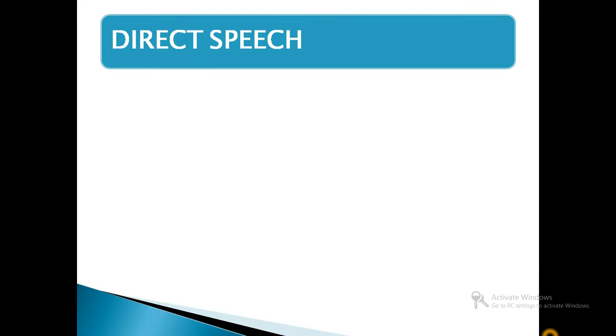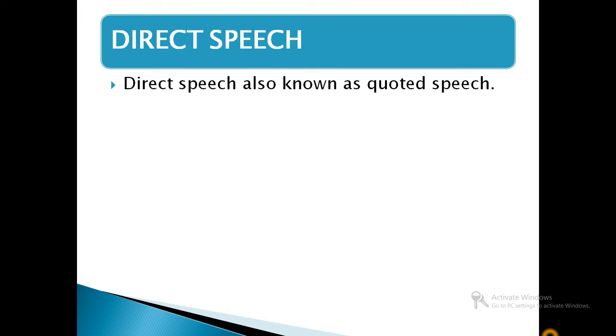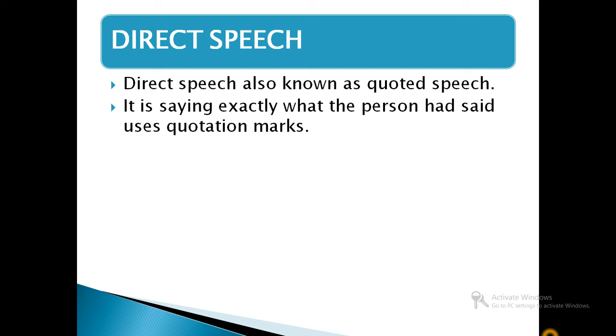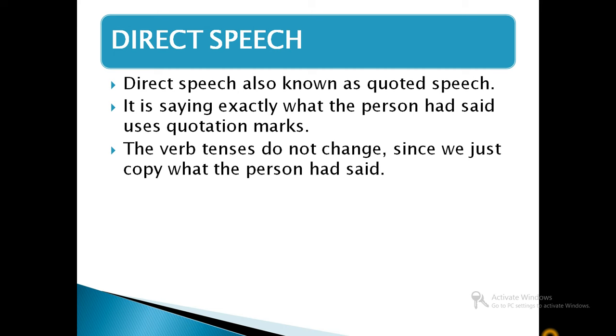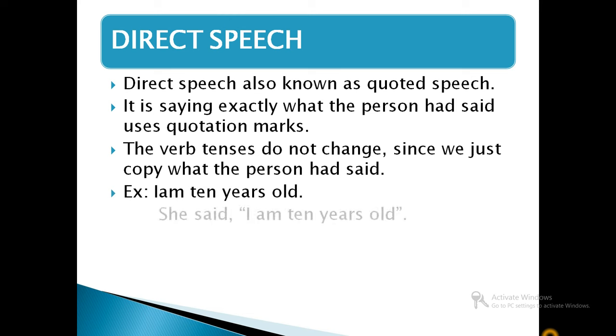First let us learn about direct speech. Direct speech is also known as quoted speech. It says exactly what the person had said, and in direct speech we use quotation marks. The verb tenses do not change since we just copy what the person had said. For example, "I'm 10 years old." We can also write the sentence as: She said, "I'm 10 years old."